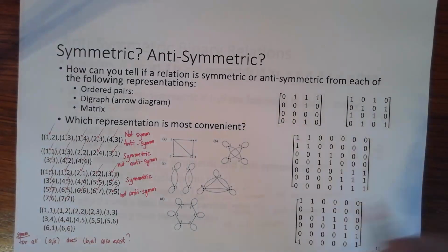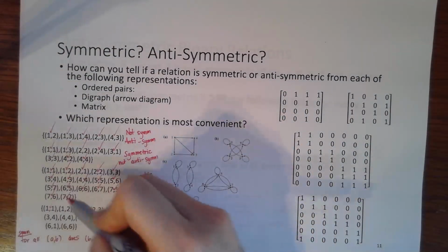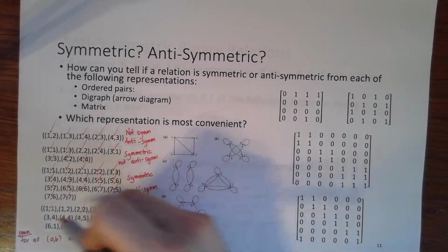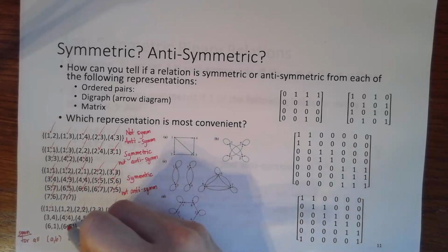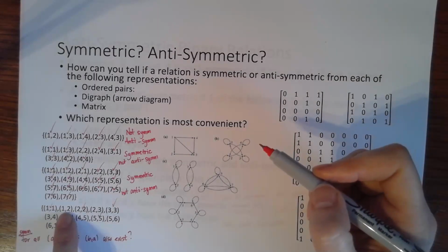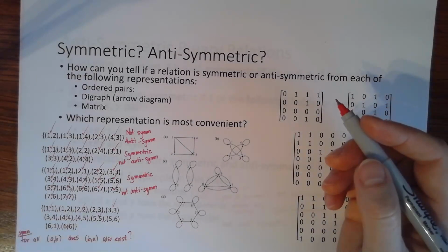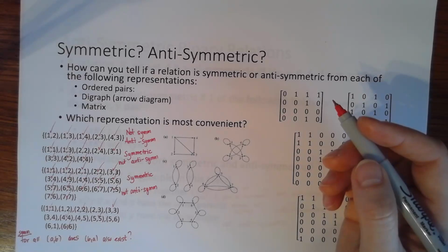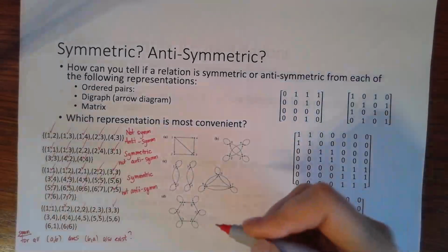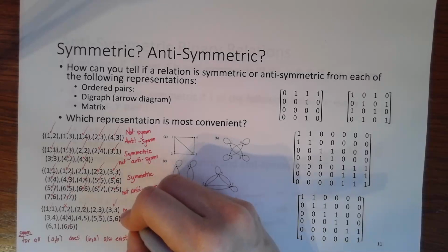Okay, and then the last one, we've got 1,1, 2,2, 3,3, 4,4, 5,5, 6,6. What about when I have 1,2, do I have 2,1? No. Okay, so it fails there. So this one is not symmetric.